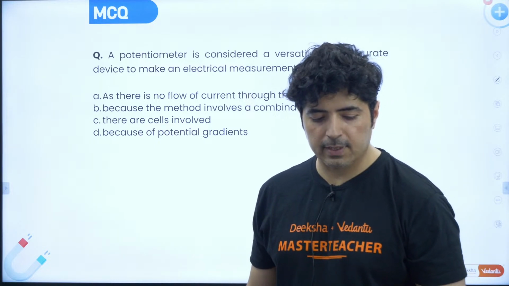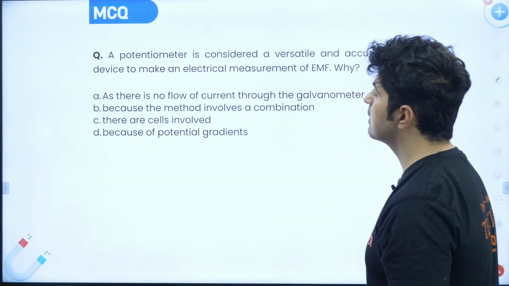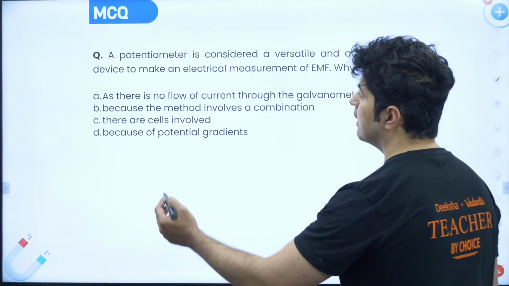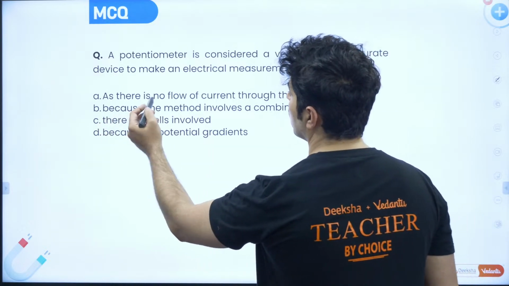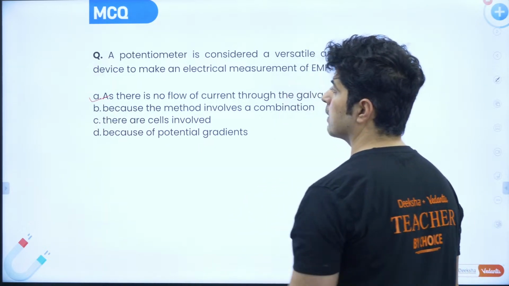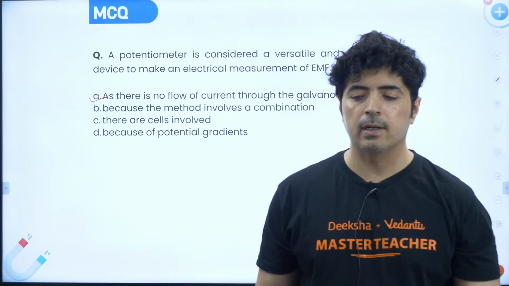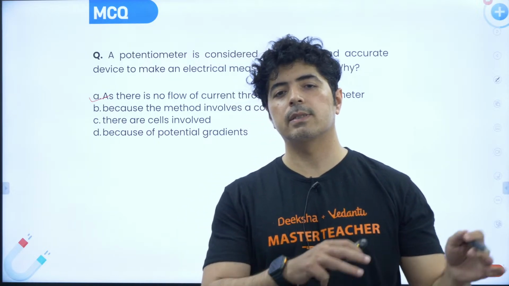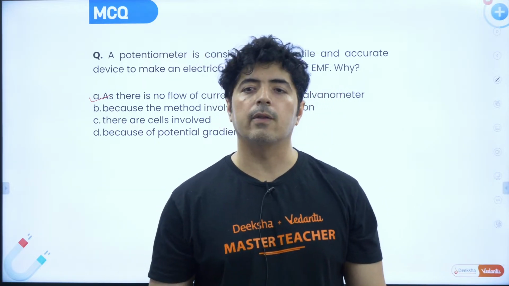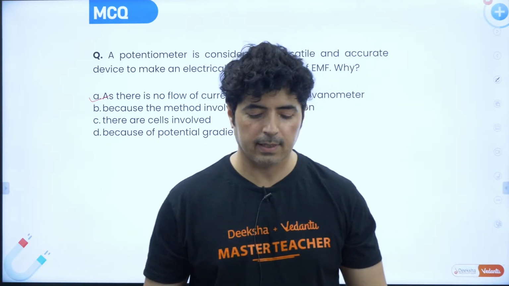So the answer to this is, correct, absolutely correct, as there is no flow of current through the galvanometer. So since there is no flow of current through the galvanometer, all the current passes through the circuit and we can measure it correctly. Okay, so this is the potentiometer.